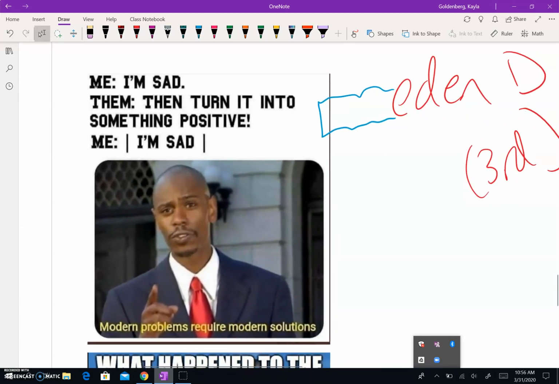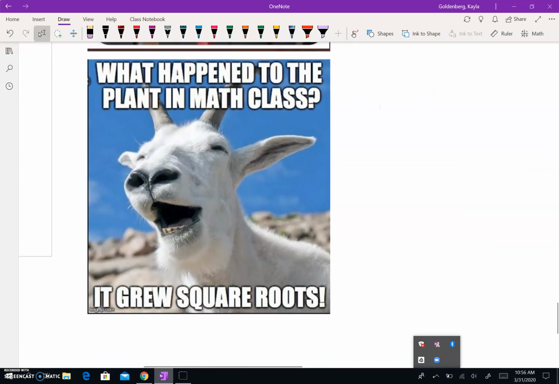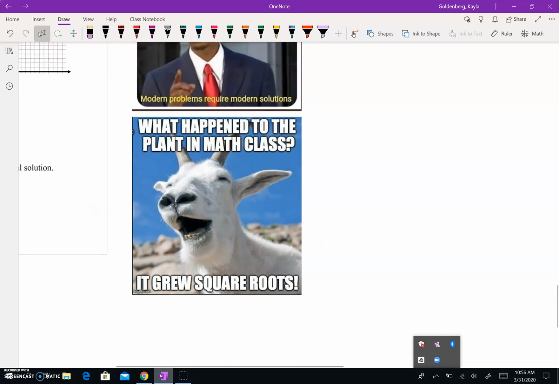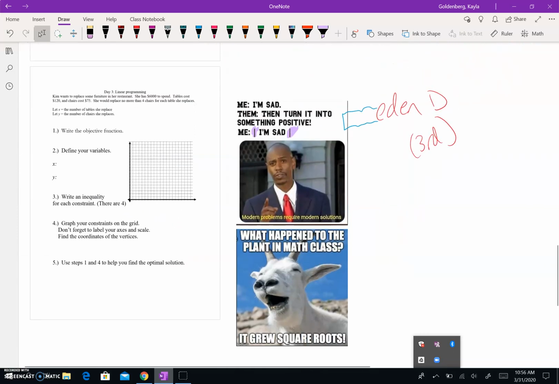First one, me: I'm sad. Them: then turn it into something positive. Me: absolute value, I'm sad. Look at how savvy we are, because absolute value always makes it positive. And then what happened to the plant in math class? Well, it grew square roots, not just regular plant roots, but square roots, right? It has to be geometric in math class.